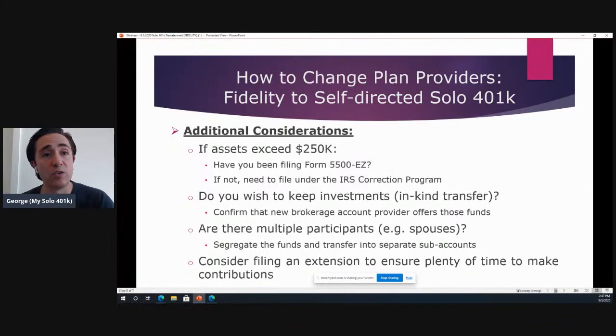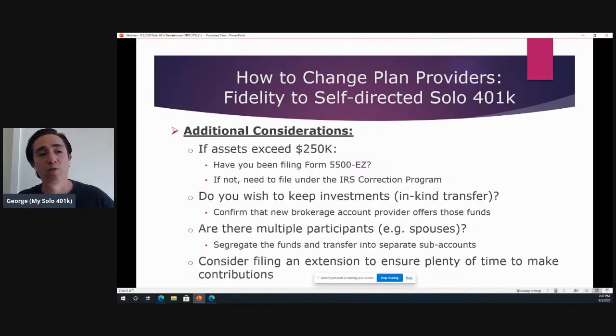Another important consideration as you're thinking about moving assets over and converting would be your investments. So do you want to keep your investments? Do you want to do an in-kind transfer? If yes, you're going to want to confirm that the new brokerage account provider offers those funds. So of course, if you're going to keep it at Fidelity, the answer is yes, right?